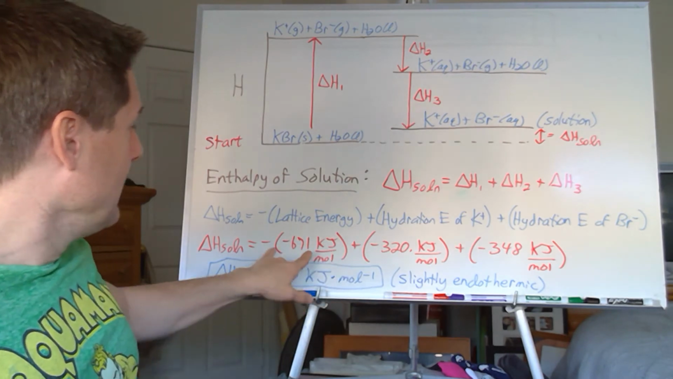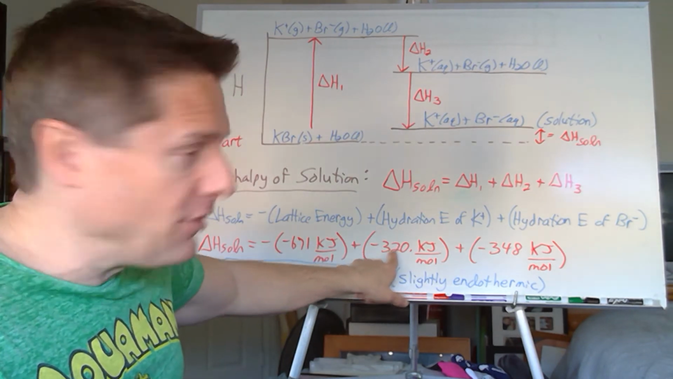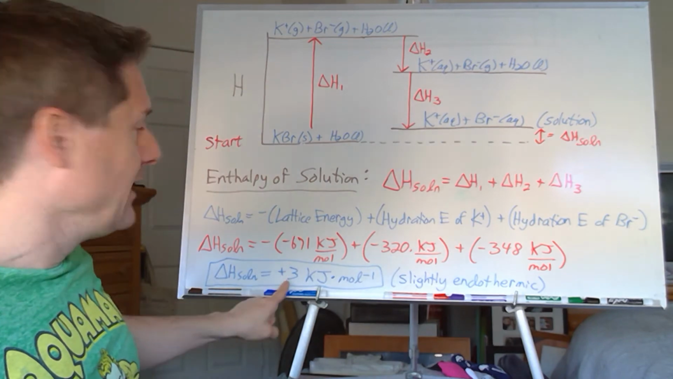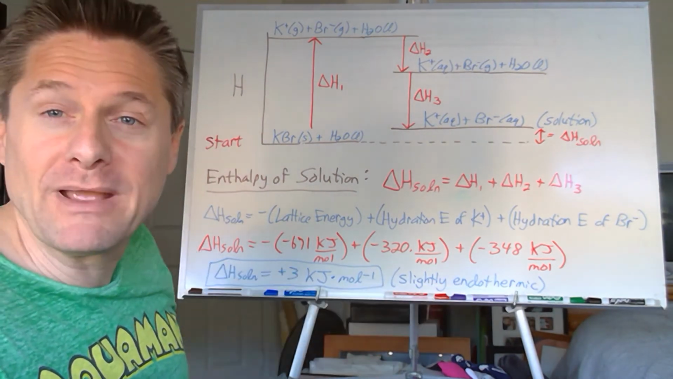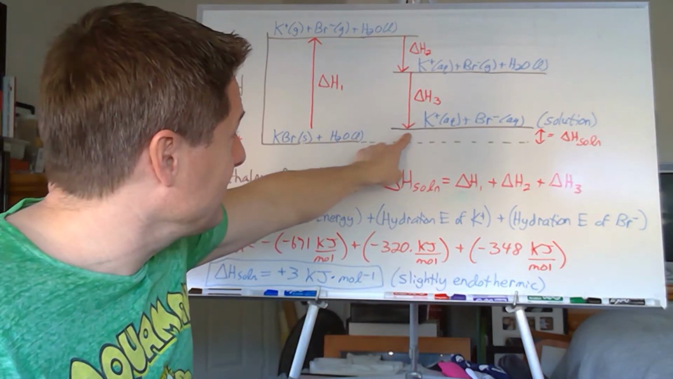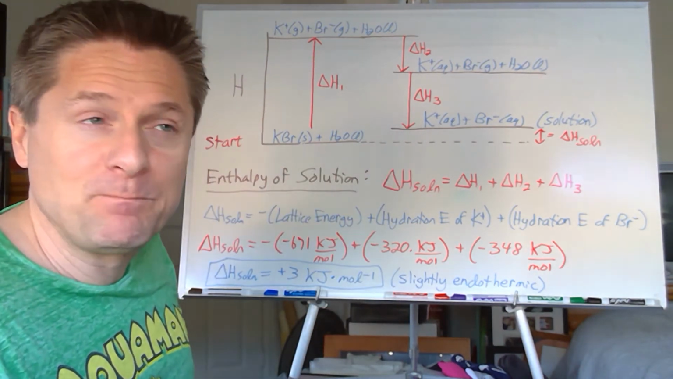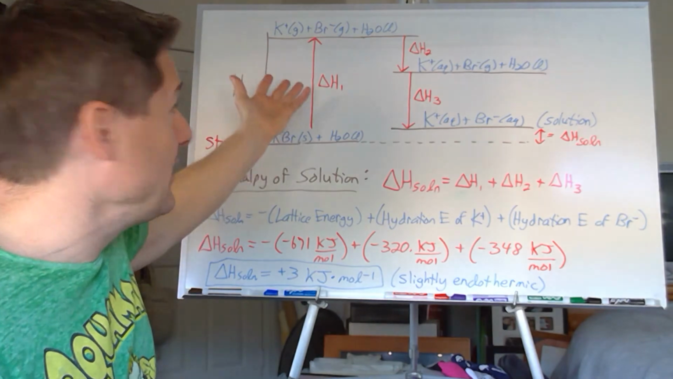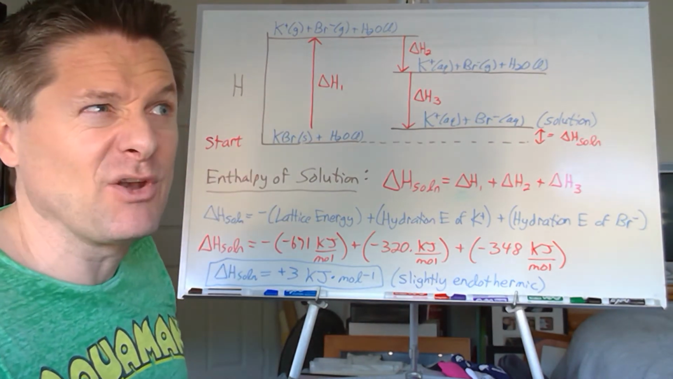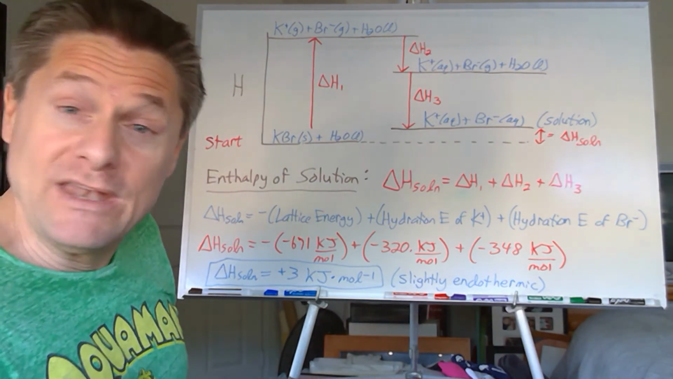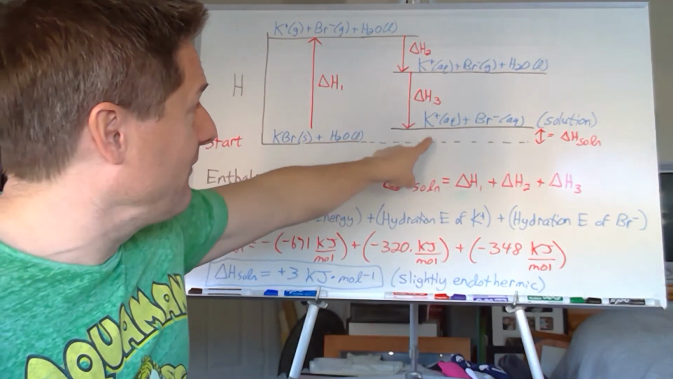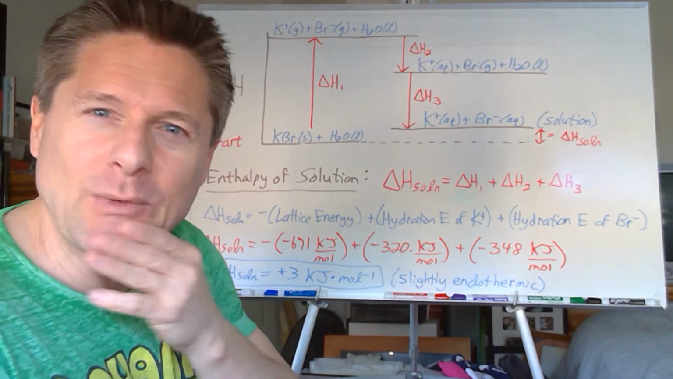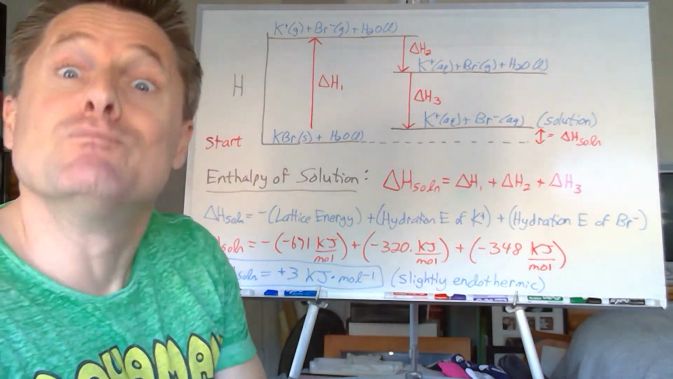Add them together. So 671 minus 320 minus 348, you end up with positive 3 kilojoules per mole overall, a slightly endothermic enthalpy of solution. So you end up just a little bit above where you started. Well, if it's endothermic, we know potassium bromide dissolves, and sodium chloride, I think, is about 5 kilojoules per mole. We know they dissolve. We can drop it in water and you can see it disappear. But if it's endothermic, you wonder how that could happen. It requires energy. Well, there's more to it.